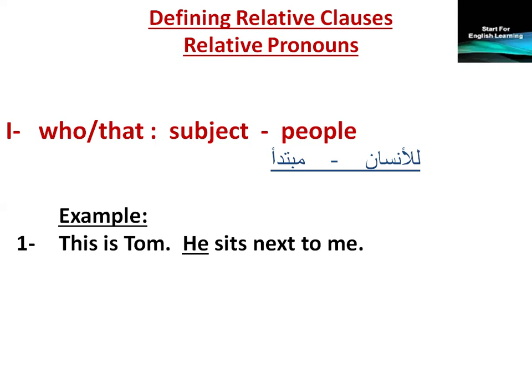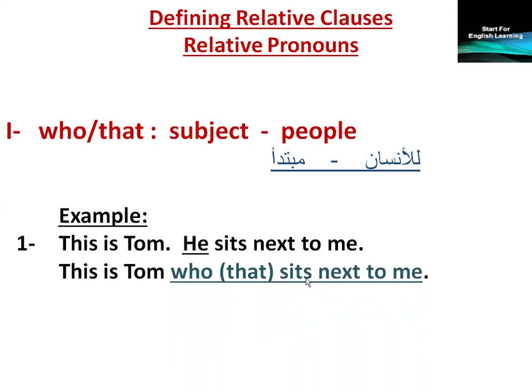So the options that we have are who and that. Who and that are our choices. So we remove this full stop, and instead of he, we replace it with who or that. The answer is, this is Tom, who or that sits next to me. Don't forget to put the full stop at the very end.